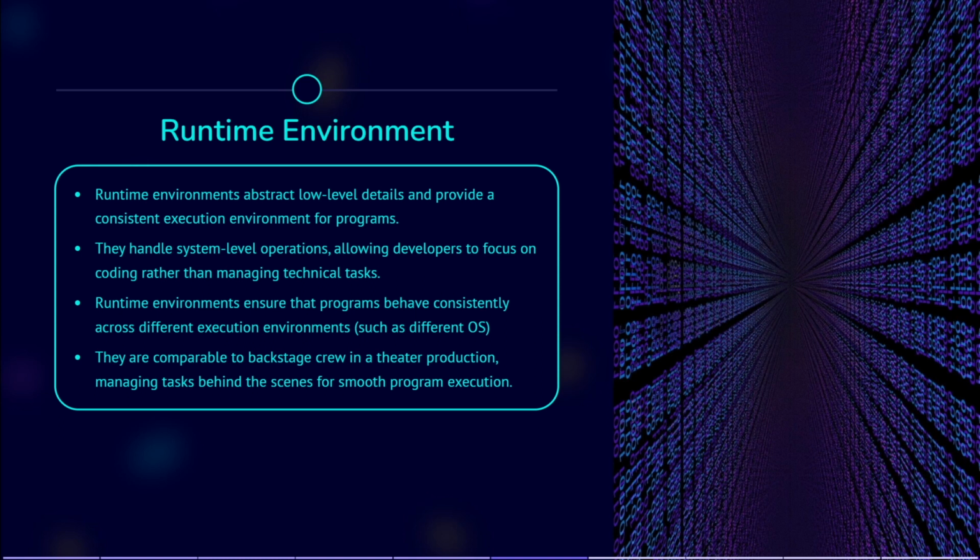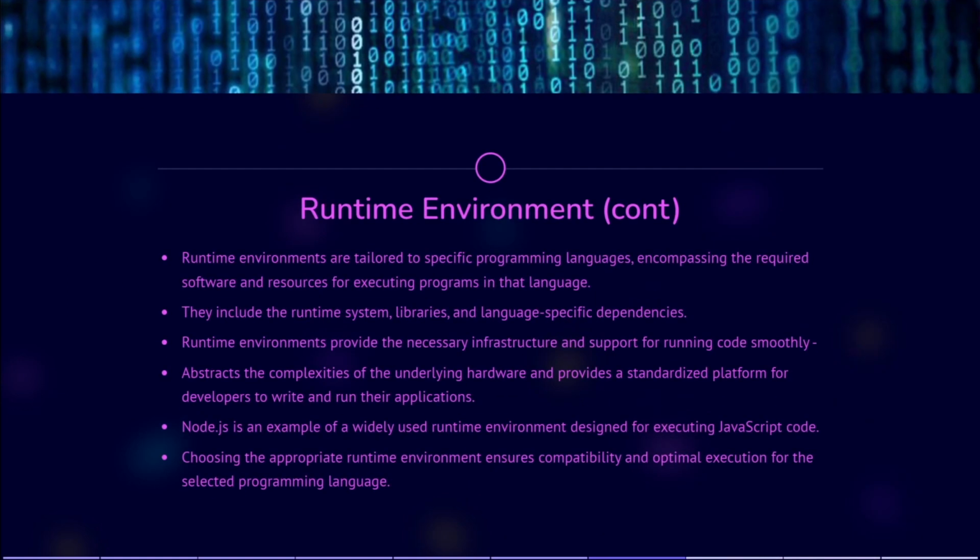When we say runtime environments provide a consistent execution environment, it means they give a reliable and predictable place for your code to run. No matter where your program ends up, someone else's computer, or a server somewhere around the world, the runtime environment ensures that it will behave the same way. Runtime environments are like the backstage crew in a theater production. They make sure everything runs smoothly when the program is happening. They manage all the tasks you don't see, but are necessary for the program to work.